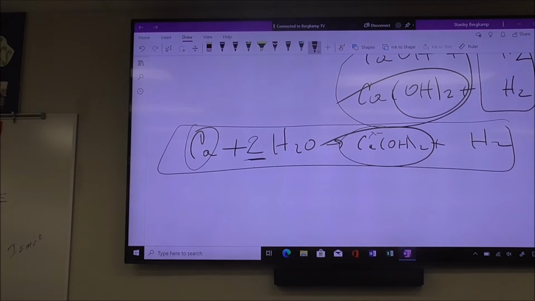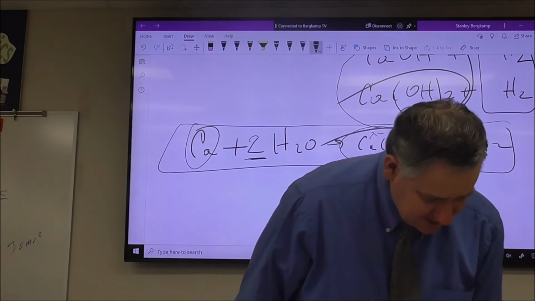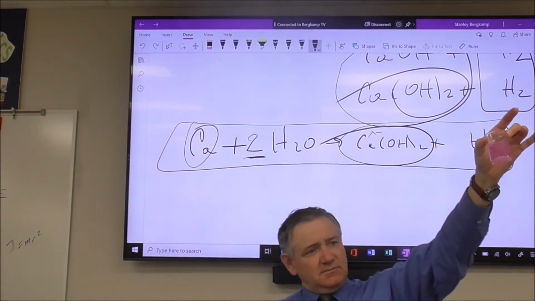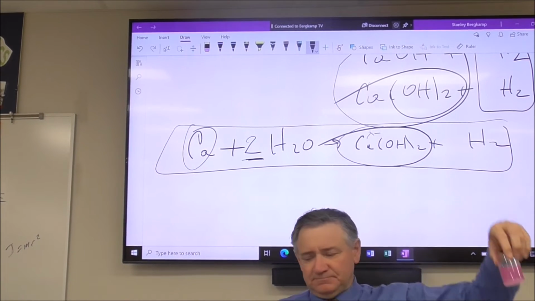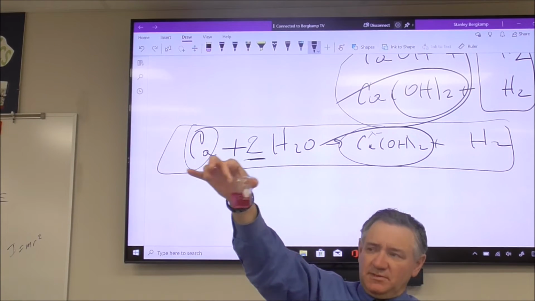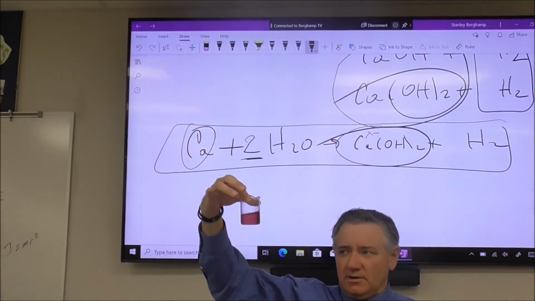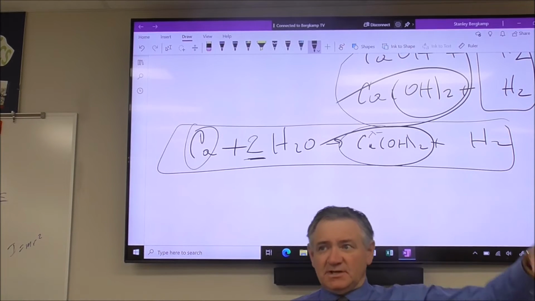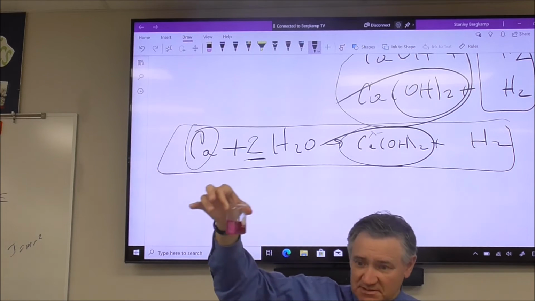Now, here's the other difference. And this is why I chose these particular reactions. So notice that the reaction between calcium and water produced a very, very murky substance, right? The reaction between lithium and water is very clear. So that means this is producing a precipitate, this is producing a soluble product. That's why this is clear.